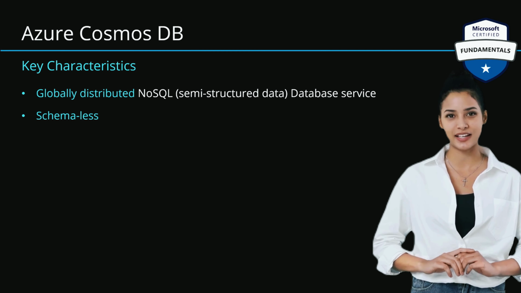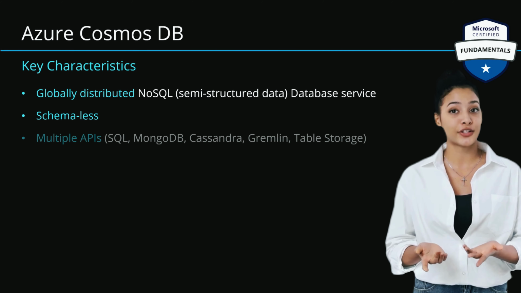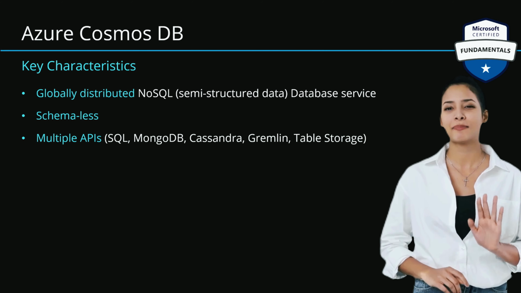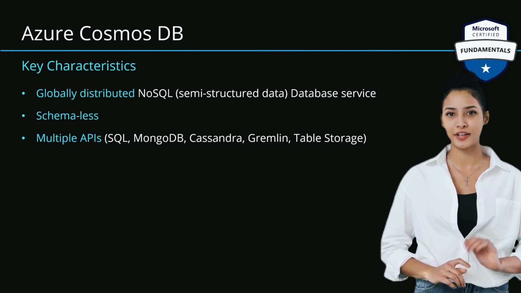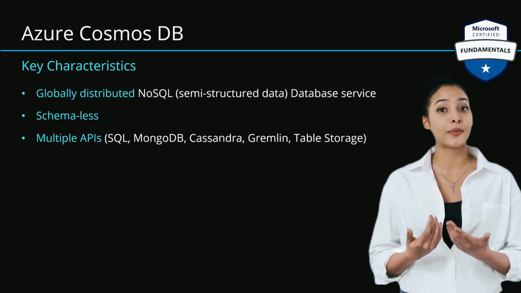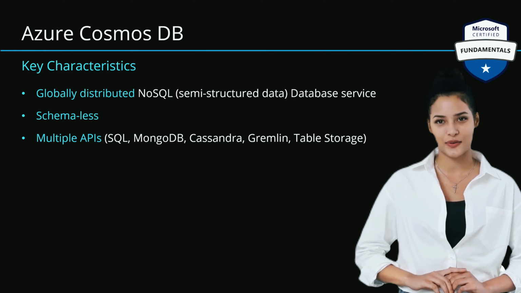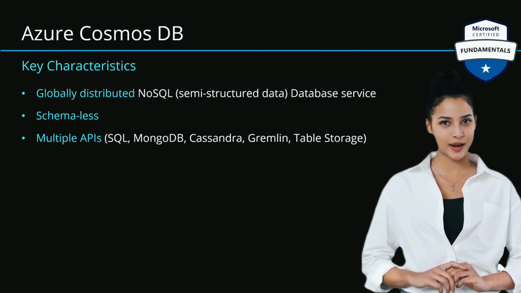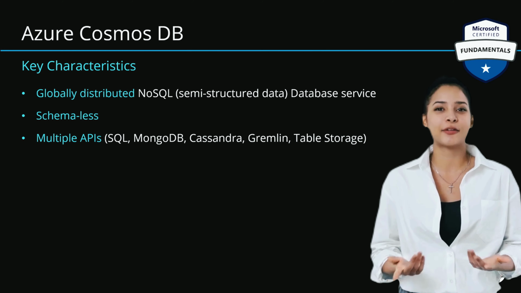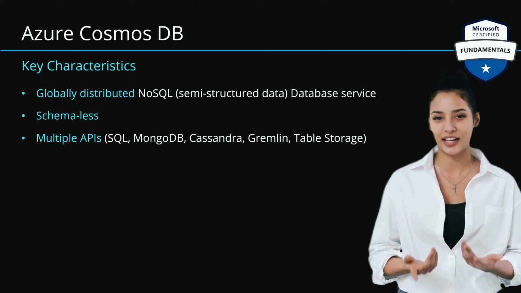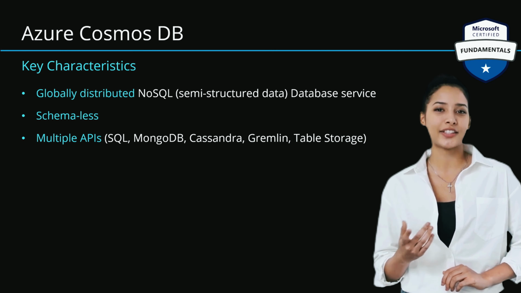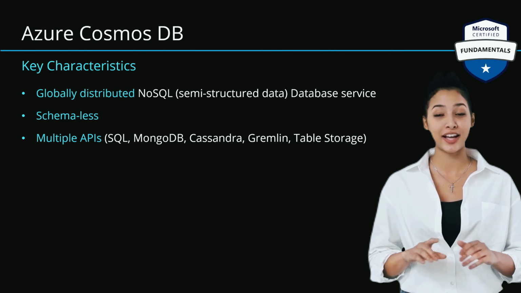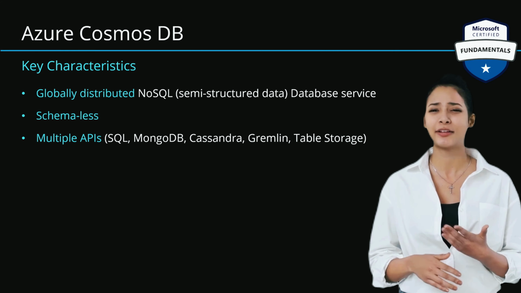This is a schemaless database, and the third major feature of Azure Cosmos DB is the ability to use one of multiple available APIs. The standard one is the Core SQL API, which allows you to query your data quite effectively. But if you're building an application based on Mongo, Cassandra, Gremlin, or table storage, you can very easily migrate to Cosmos DB and use those respective APIs.